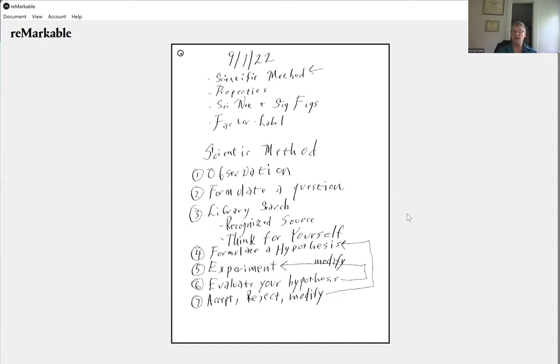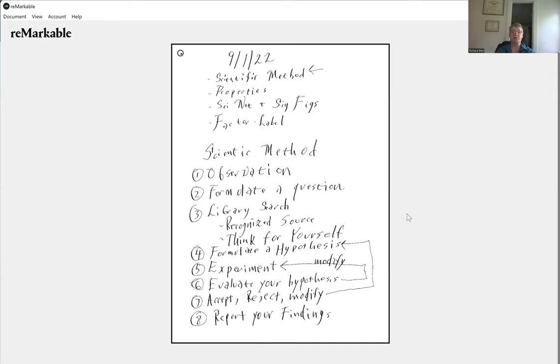If you reject your hypothesis, well, actually, if you accept or reject, the final step is to report your findings. Report your findings, a very important step in the scientific method. You must report your findings because we want other scientists to be able to test your hypothesis.